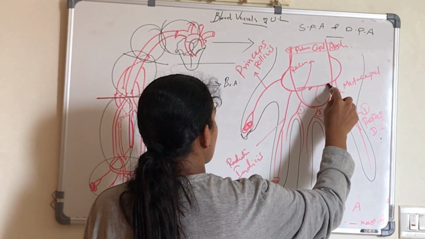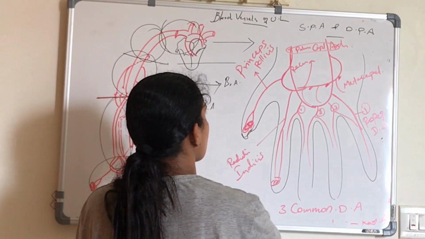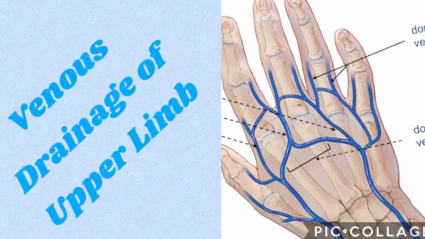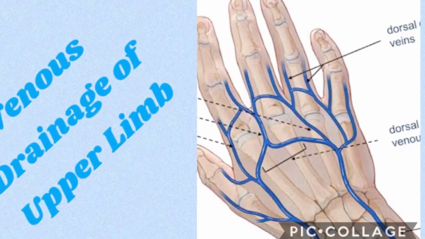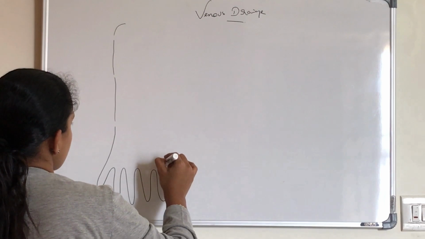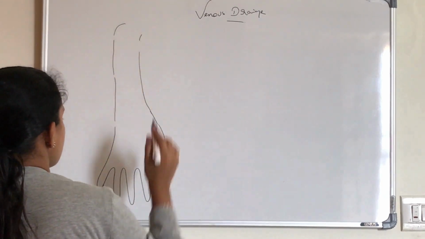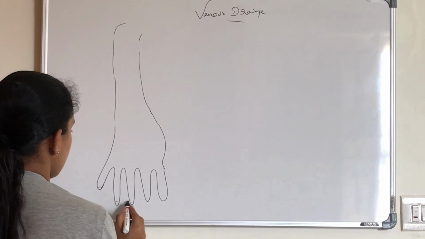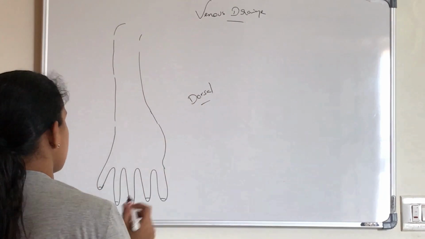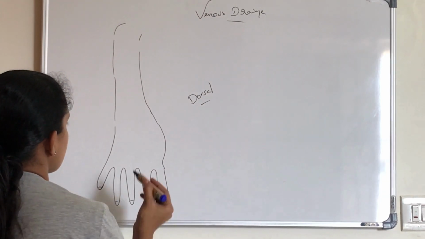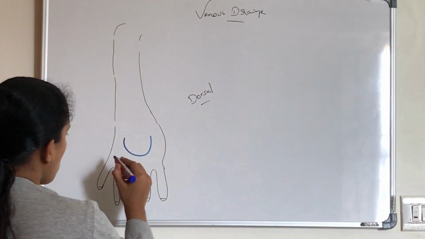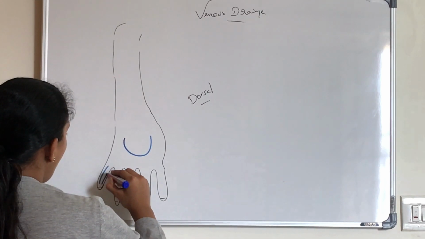It also gives few perforating branches to anastomose with the metacarpal arteries on the dorsal side. Moving on to venous drainage of upper limb. This is the dorsal surface of the upper limb. So we have a venous arch on the dorsal surface of the hand. What are the veins that drain into this dorsal venous arch?